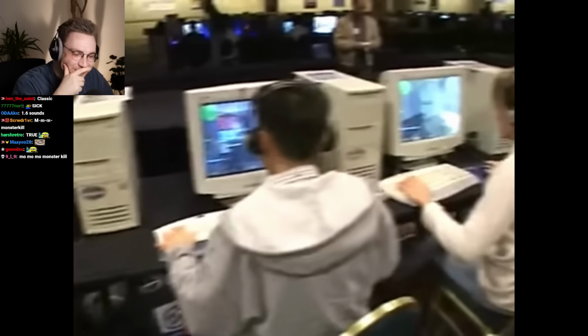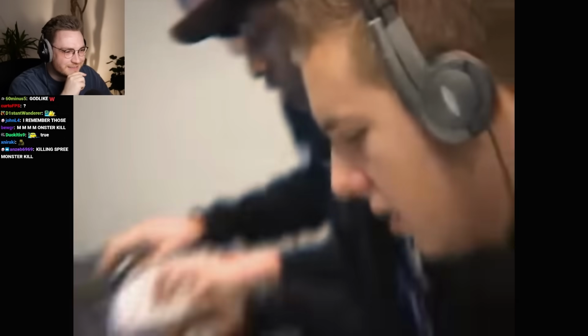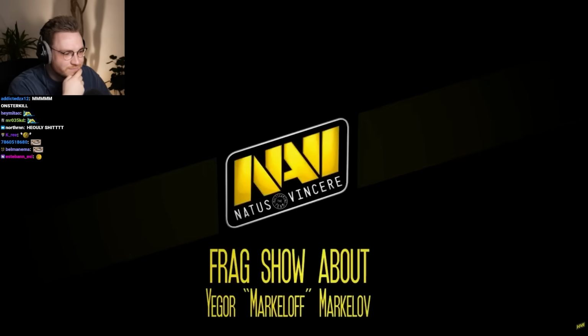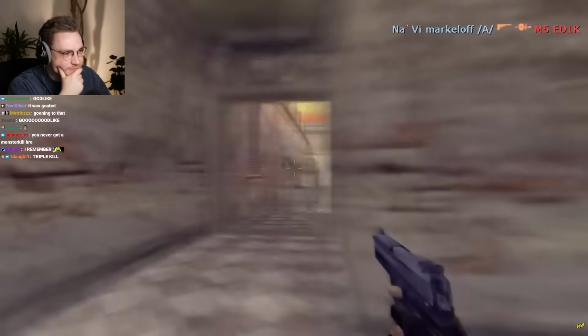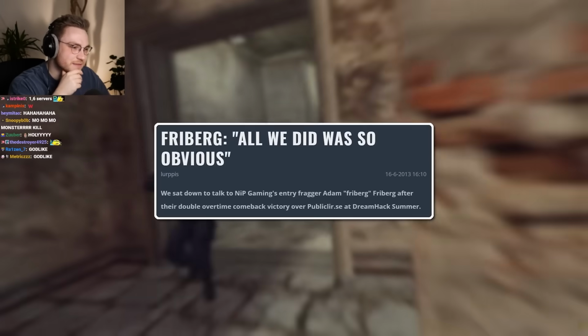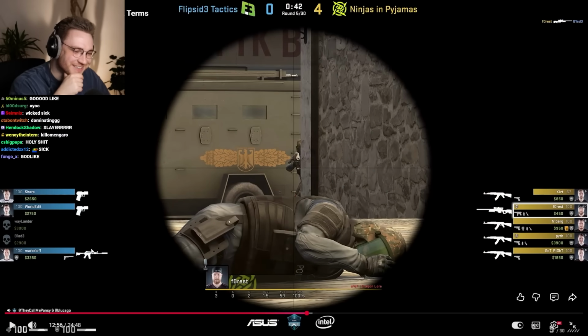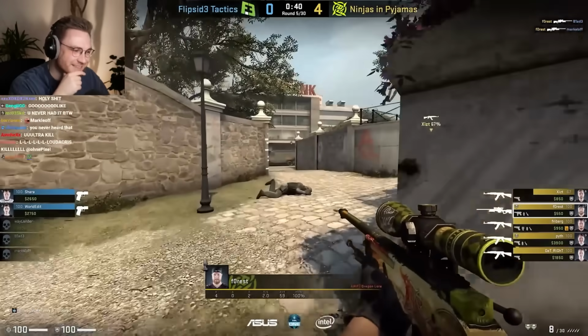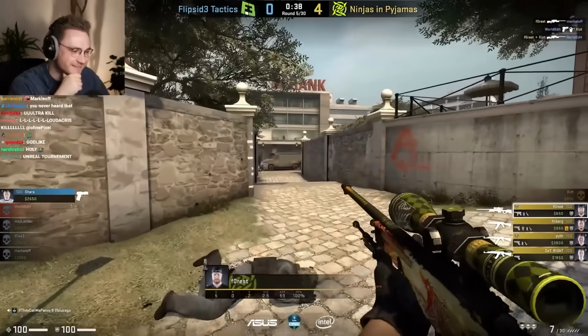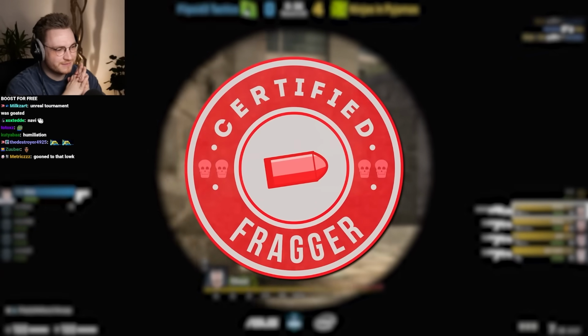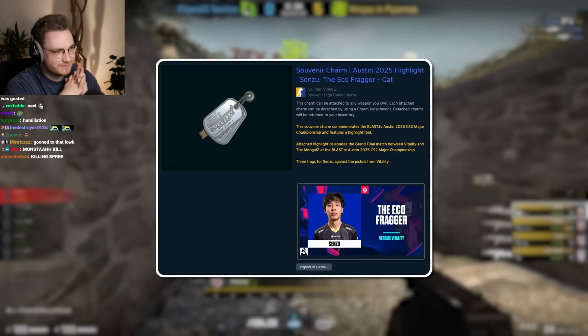Even though CS didn't officially have a frag count, this overlap was hugely carried by so-called frag movies, where players would edit their best frags into a highlight reel. Pro teams even started using the term entry fragger to describe a player tasked with getting the opening kill of a round, and as time went on, Valve actually added items to CSGO, such as the certified fragger sticker, and most recently a ton of souvenir charms containing the word frag.